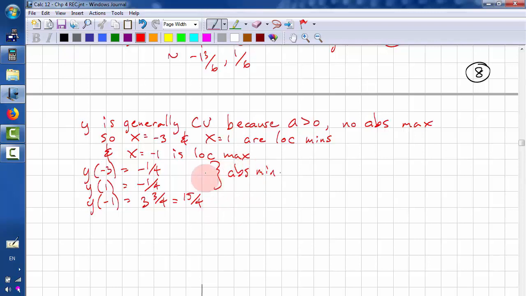Okay, we should prove that these are mins and maxes. So we need to do the first derivative test or a second derivative test. If we do the first derivative test, we have y prime. We need a value to the left, and I would pick integer values, negative 4. We need an integer value between these two, that's negative 2. And an integer value between these two, that would be 0. And an integer value to the right, 2.